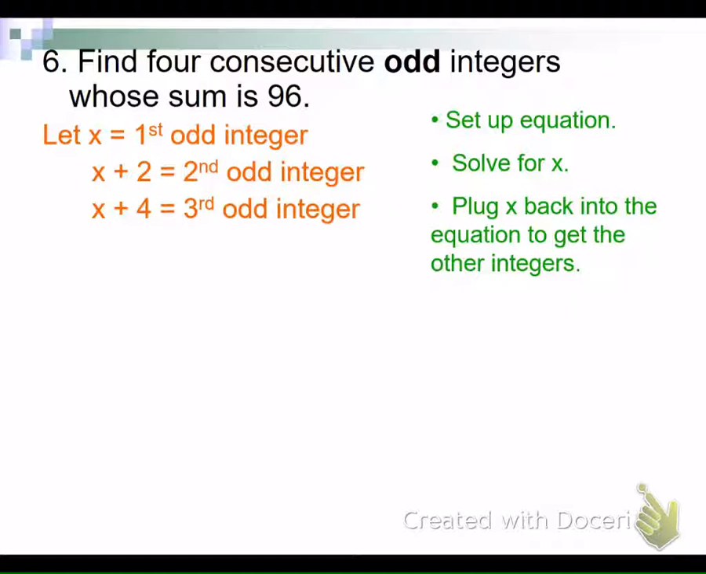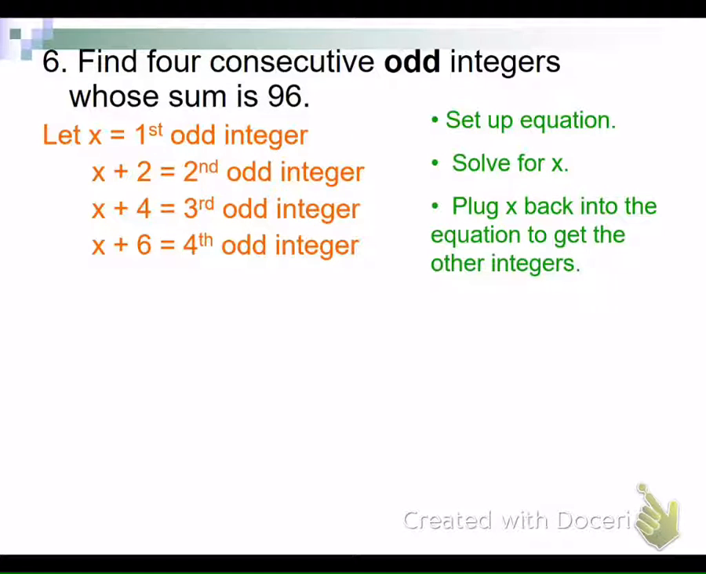Then you'd have to add another 2, which is 6. Now, students always get hung up on this because they're like, well, odd integers, these aren't odd numbers. It will work out to give you an odd answer. If it doesn't, you did it wrong.